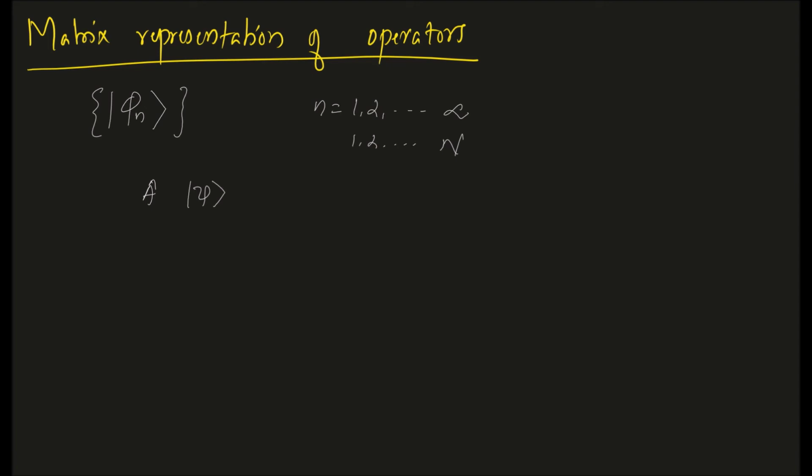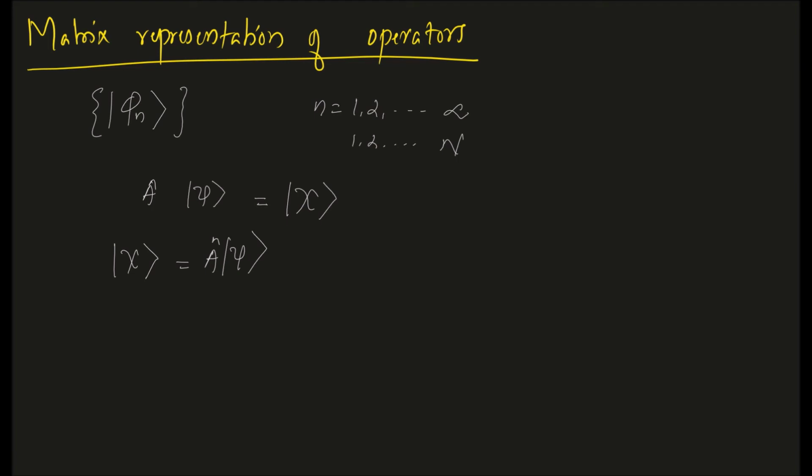Let's consider an operator A which acts on a ket vector psi. So this should transform it into another ket vector. So that is basically what operators do. An operator, when it acts on some vector, transforms it into another vector. So let me write it in this way. Chi is equal to A acting on psi.